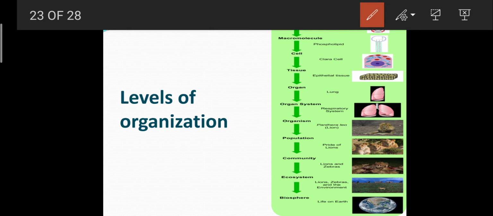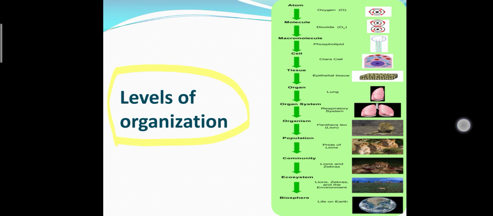Now we will talk about the levels of organization. The first level is the atomic and subatomic level. Then the molecular level, macromolecule, cell level, tissue level, organ system level, organism, population, community, ecosystem and biosphere. Now we will discuss each of these levels in detail.